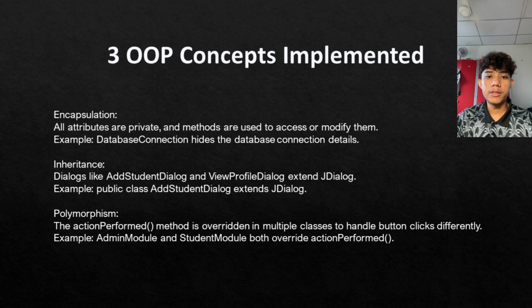The second one is inheritance. Our dialogs like add student dialog and view profile dialog extend JDialog to reuse its functionality. The last one is polymorphism. The actionPerformed method is overridden in multiple classes to handle button clicks differently. For example, in the admin module, it opens the add student dialog, while in the student module, it opens the view profile dialog.